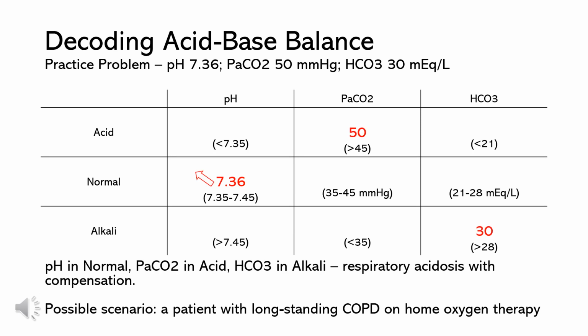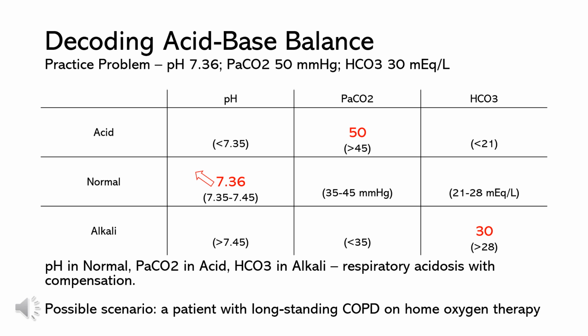Okay, let's put all the numbers on the chart. Now, please notice that pH is normal. 7.36 is a normal pH, but not by much. Look at the arrow. It's really leaning towards the acidic. PaCO2 is definitely acidic, with 50 being greater than 45. And bicarb is alkaline, so 30 is definitely greater than 28.